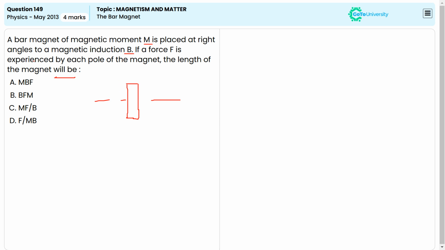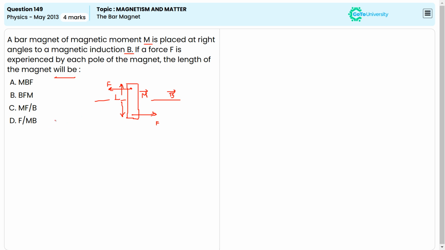And the force experienced by each pole of the magnet, this force is acting in this direction. And if I take the north pole and south pole, the force will be acting in this direction. And the total length of the magnet, I want to take as L. And this is also the force acting in this direction. And the total magnetic moment is the M vector, and the total magnetic induction is the B vector, in this direction.